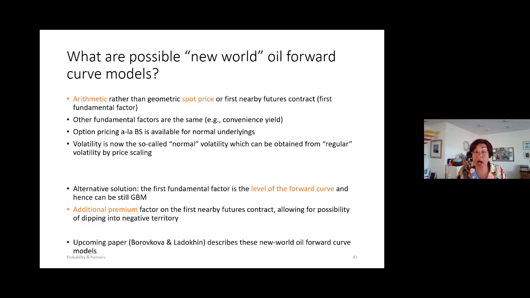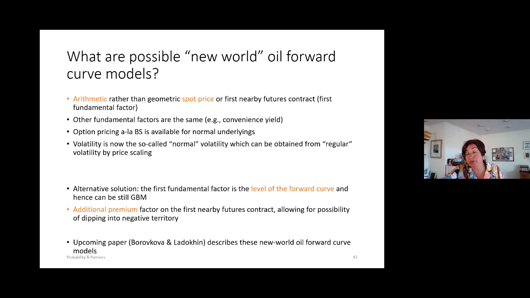And then once you've done that, other fundamental factors, such as convenience yield, or let's say the slope or the curvature of the forward curve, can remain exactly the same as they've always been. As a result, when you start writing down the math, you will see that the futures will then also be arithmetic in their dynamics, but option pricing, which is very, very similar to Black-Scholes, is available for normal underlyings. There are several papers that give you those kinds of Black-Scholes-like solutions. In that situation, the volatility is what we call a normal volatility, which can be obtained from the regular volatility by scaling it by some reasonable price level.